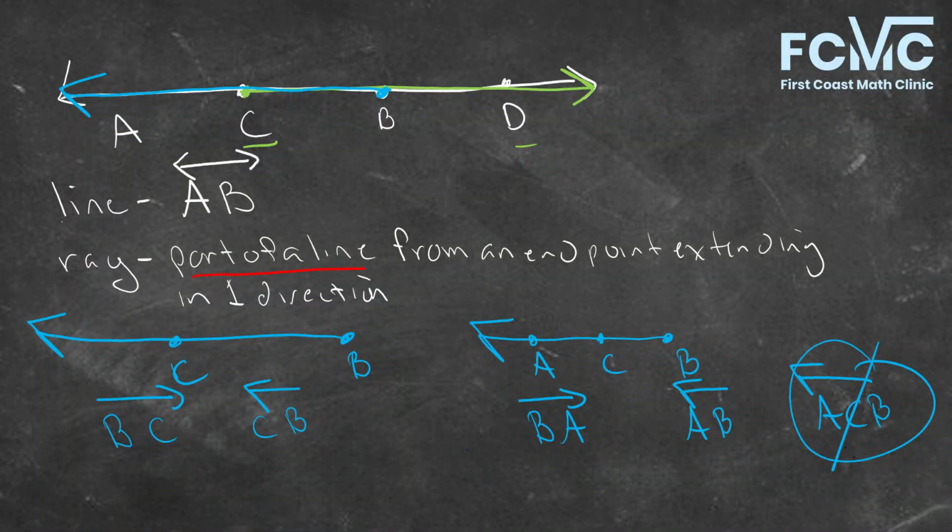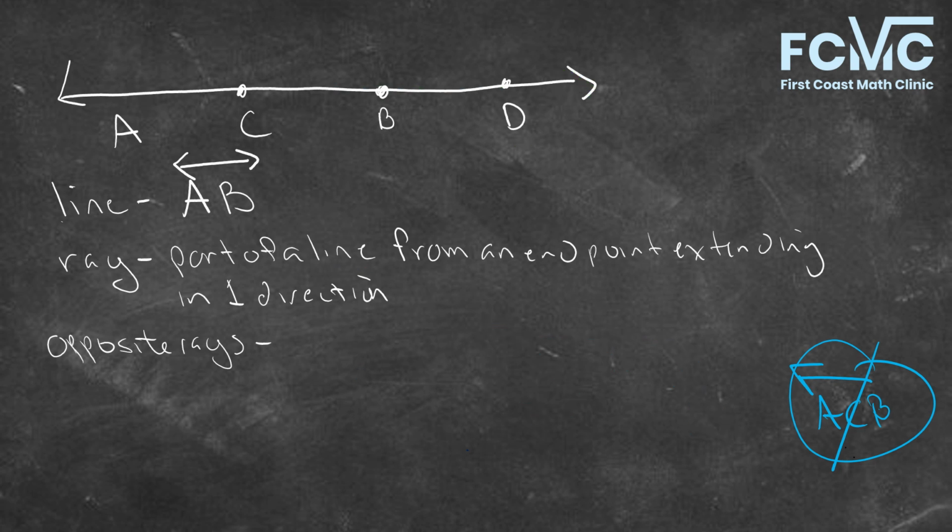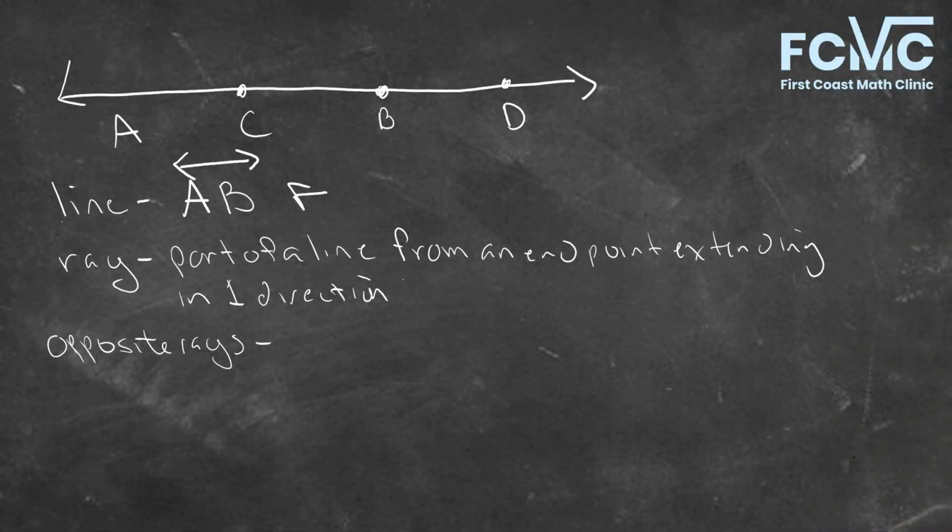All right, let's talk about opposite rays. So we reviewed a line, we defined ray and identified some rays. Opposite rays are rays with a common endpoint that extend in opposite directions.